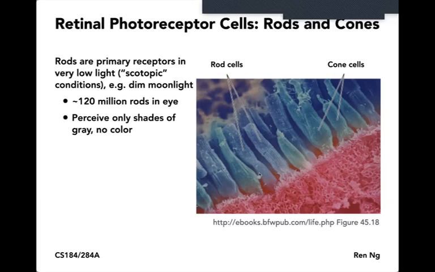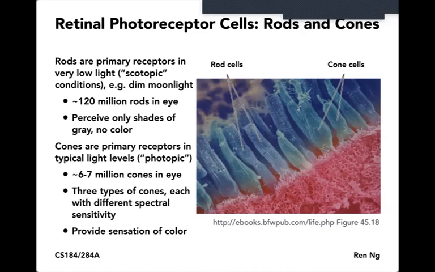So the rod cells are active basically only in very dim light conditions. Those are technically called scotopic conditions. You can think of that as dim moonlight or darker, so very dark conditions. There are a lot of rod cells, like 120 million or so per eye. And in those dark conditions, rod cells give us a view of the intensity of the world. We can see edges, we can navigate and move around, but we perceive only shades of gray. We don't have any color sense in those conditions when only the rod cells are active.